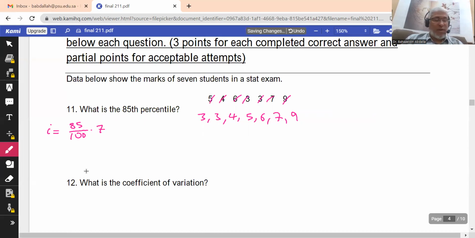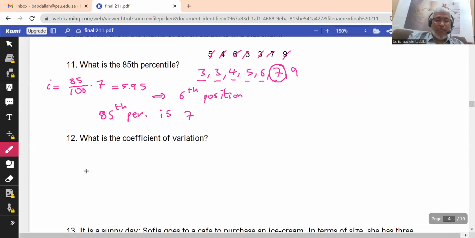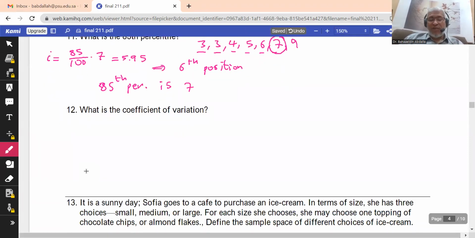So when you multiply this, you get 5.95. Since the number is 5.95, it is in the sixth position. So 1, 2, 3, 4, 5, 6. So 7 is the 85th percentile. So the 85th percentile is 7.